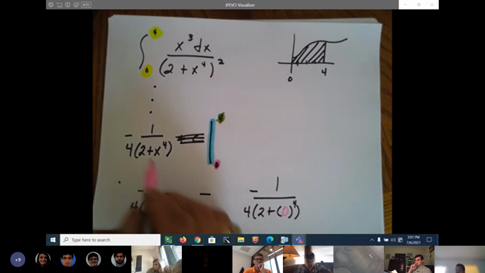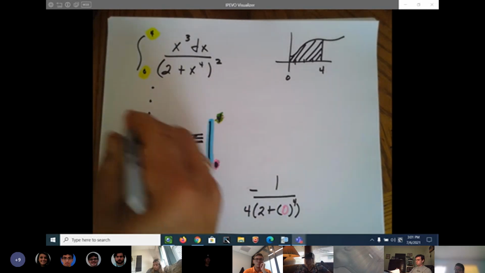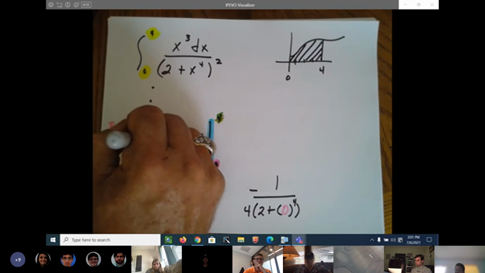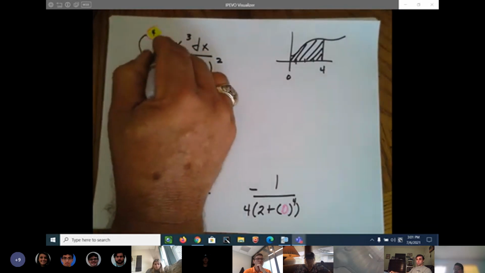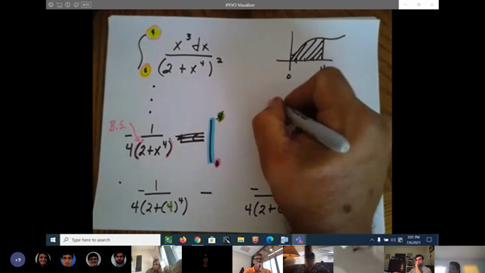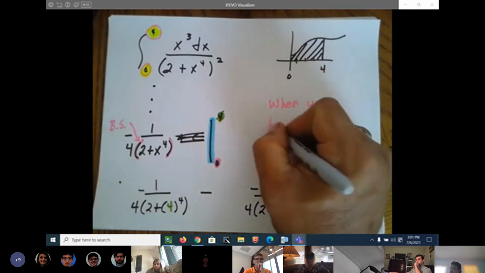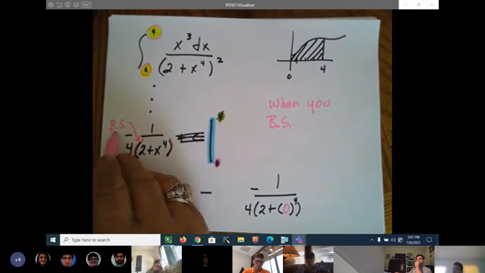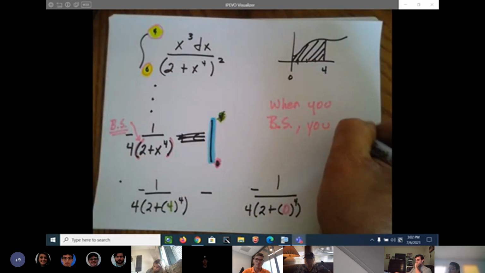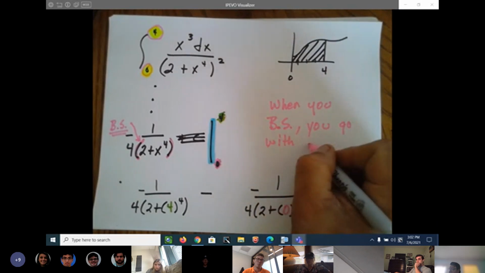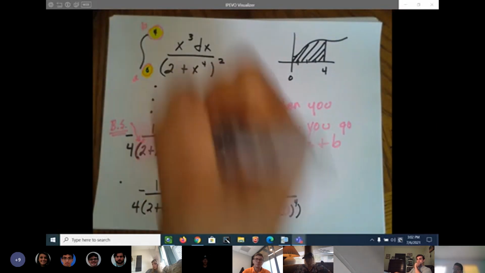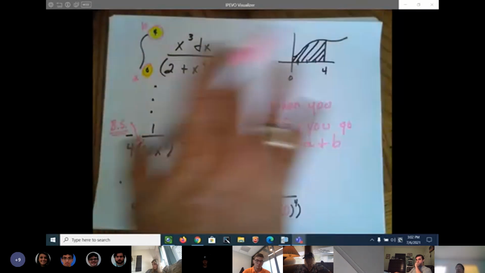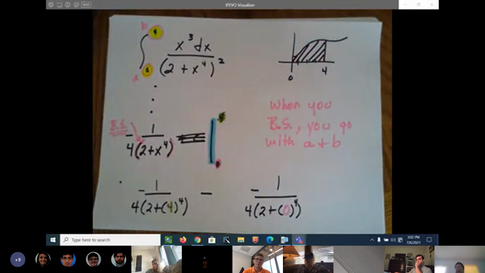But the whole point is, you back substituted. Does everybody understand what I'm talking about? When you back substitute, you go with these numbers right here. So we're going to write that down. When you back substitute right here, you go with A and B. This is B and this is A, and you plug those numbers in. Everybody good? We've been doing that since 5.3. You plug and chug and do the math.